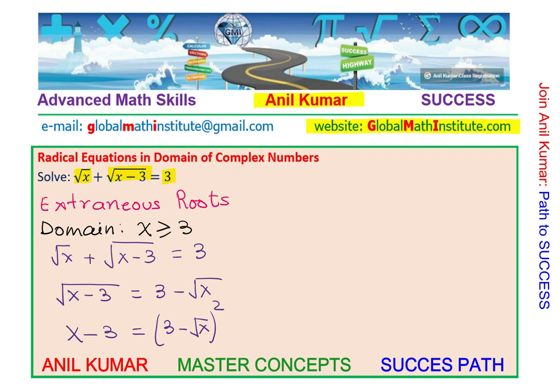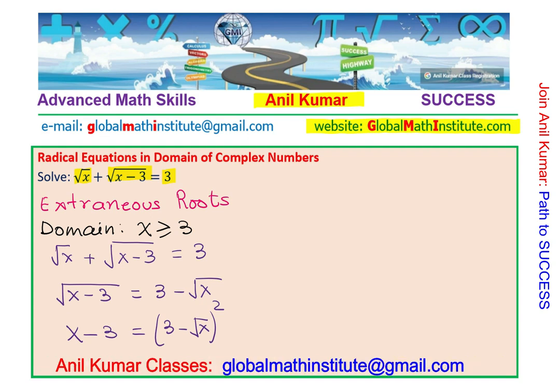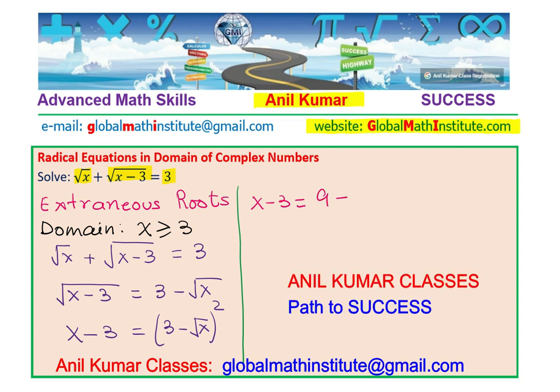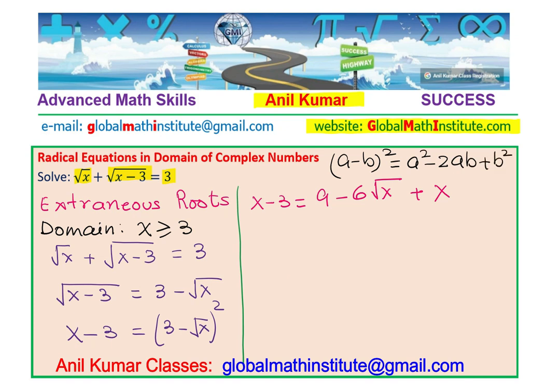So now we'll square this, right? We'll use the a minus b whole square formula to square it. So let's rewrite. We have x minus 3 on the left hand side. Squaring, we get 3 square, which is 9, minus 2ab, so 2 times 3 is 6 square root of x, and then square root of x squared, which is x. So we use this particular formula, which is a minus b whole square equals a square minus 2ab plus b square.